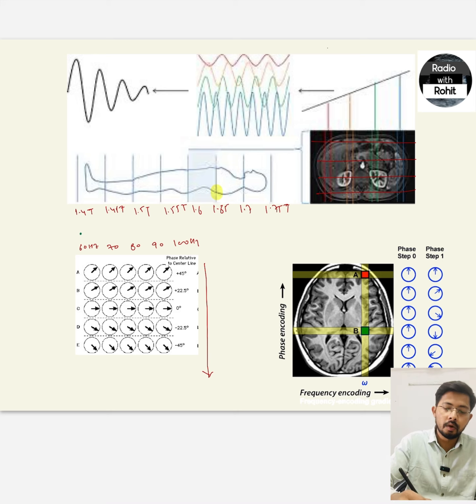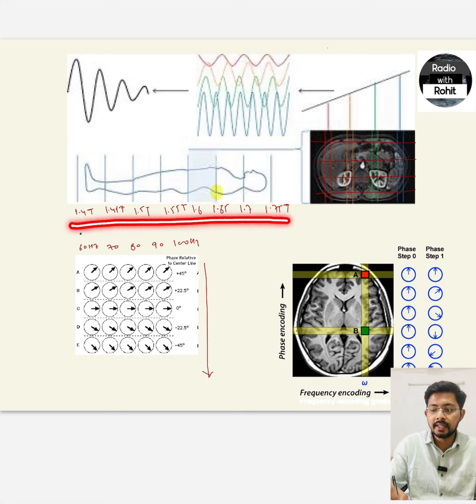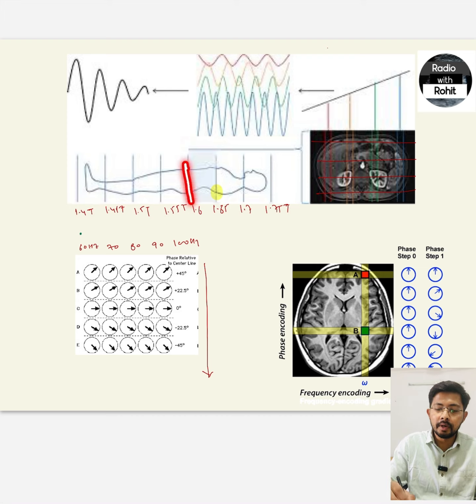So first our gradient is the slice selection gradient, in which we apply the gradient along the longitudinal or z-axis of the person, in the form of different Tesla values of the MRI. So we select one particular gap or bandwidth, and we decide that here we want the imaging.